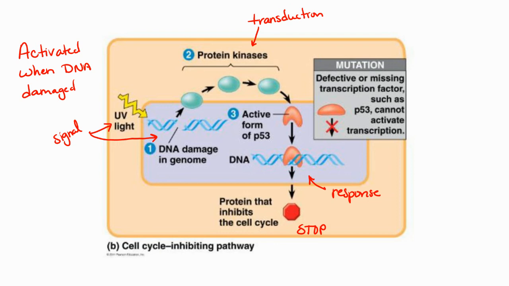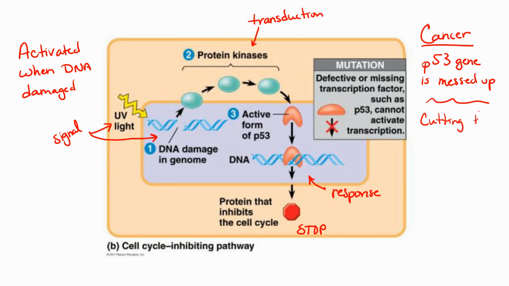Unless there's a mutation. So defective or missing. So the P53 gene is messed up in most cancers. Because normally in a cell, we would see there's an issue, we would shut it down. But in cancers, this gene doesn't work. So if it was a car, that would be like cutting your brakes. You can't stop.